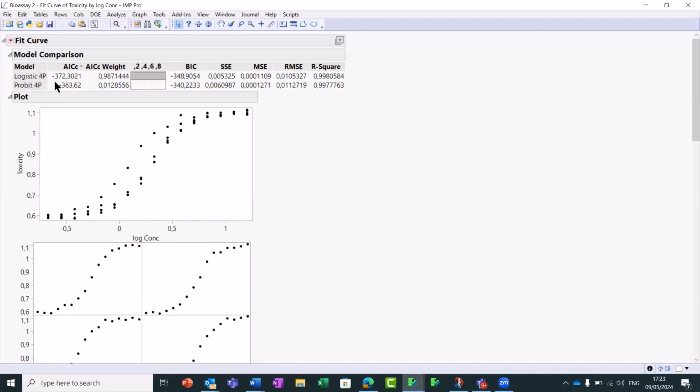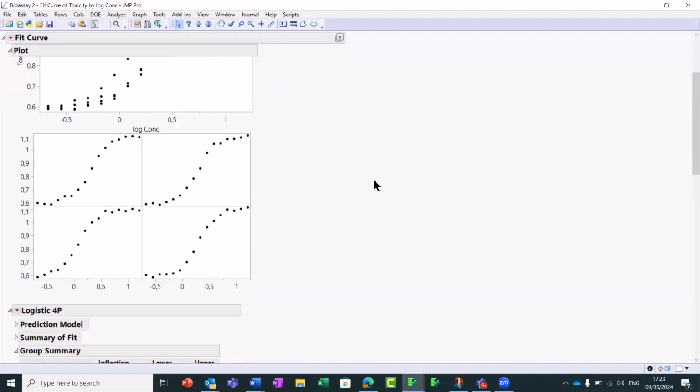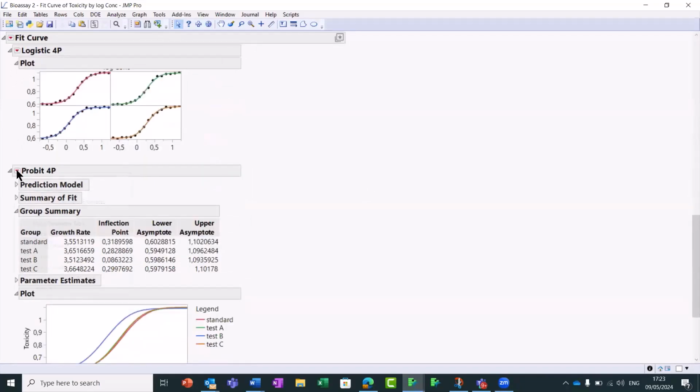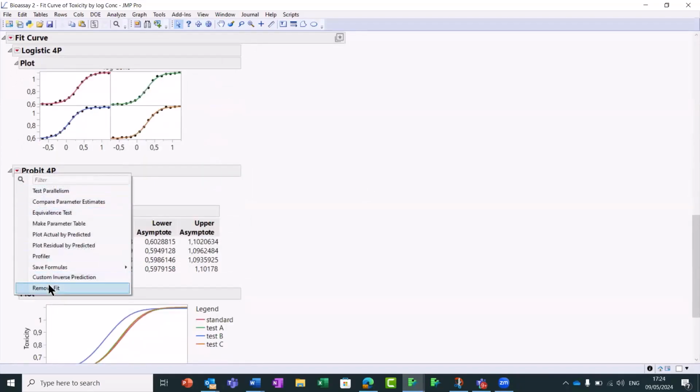So here we are in negative values. This value is smaller than this one, but not very much, right? And we had already seen in the visualization that the models are very similar. But for now, I will use the logistic 4P. So what I can do is remove the other fit. Let's go to the red triangle, and then we can remove the fit.